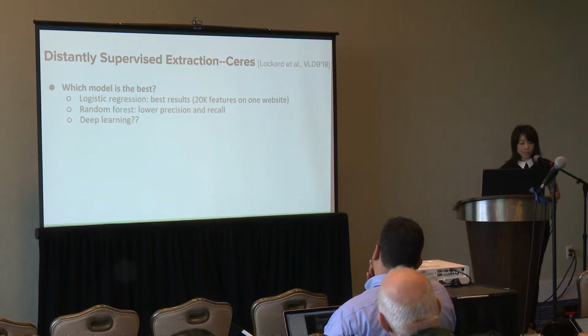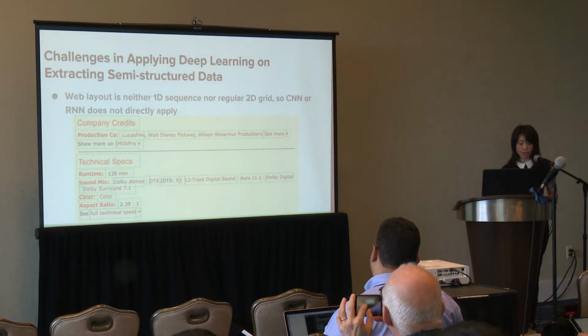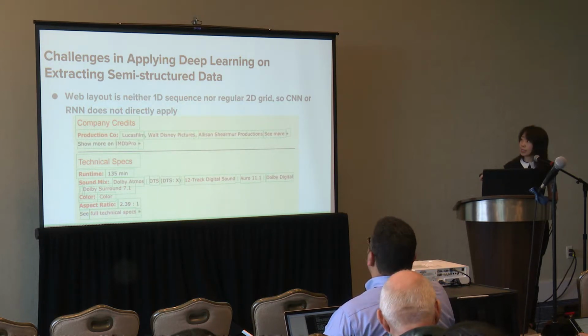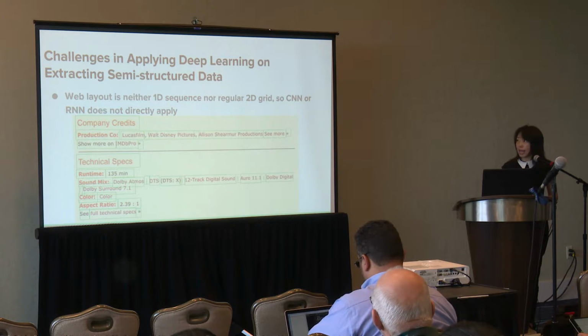Which model is the best? Logistic regression amazingly performed better than random forest on this, maybe because of the number of features we have. And as for deep learning, whether that is good enough for this is still a question mark. The reason is, if we look at the web page layout, it's neither a one-dimensional sequence nor a regular two-dimensional grid. So CNN or RNN does not apply directly.